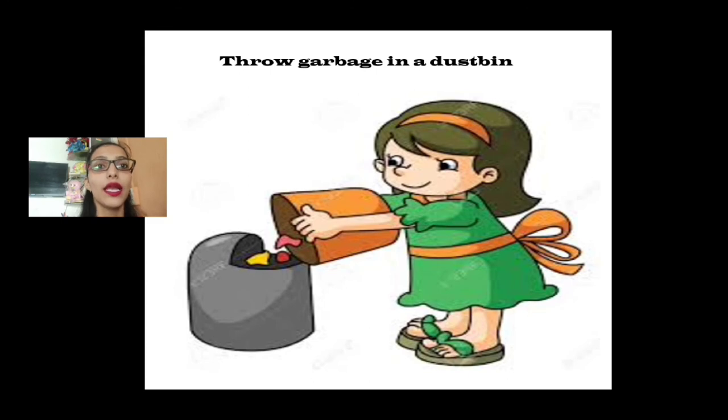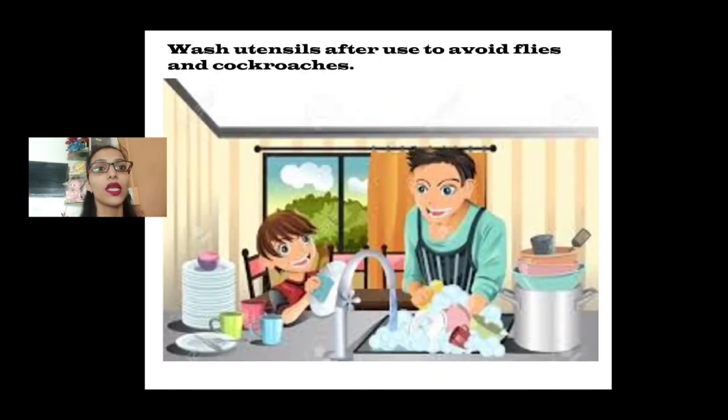Next point is throwing garbage in a dustbin. Now you should always throw the garbage into the dustbin. You should not throw your garbage here and there in the house. Third point, washing the utensils after use to avoid flies and cockroaches. Cockroaches and flies should not come to your house, so that's why you should wash your utensils daily after having your meal.